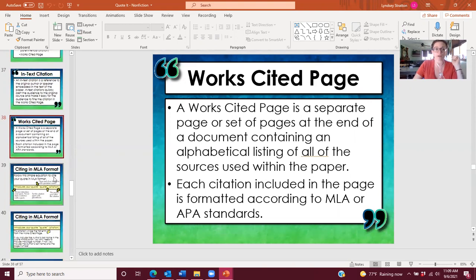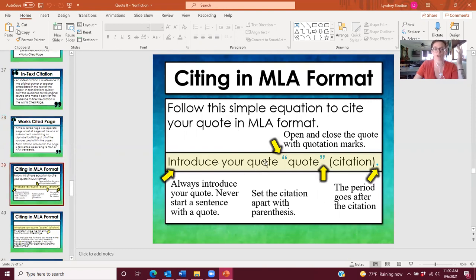It's completely separate. So MLA, you're going to introduce your quote. You're going to have your quote and you're going to cite. And this is very important. The period goes on the outside of that closing parenthesis, okay? Because that citation belongs to that sentence. If you put the period before it, it means that that citation is going to the next sentence, okay?